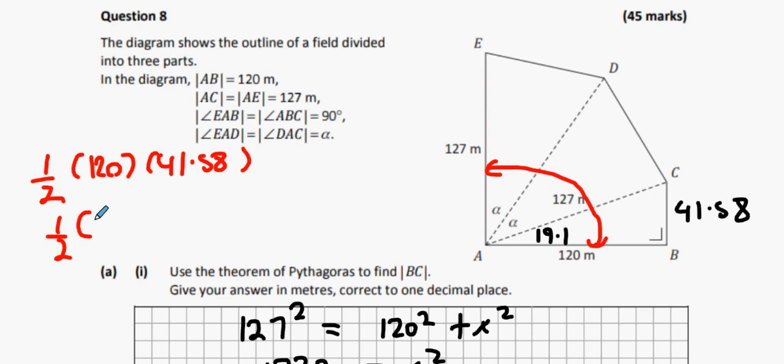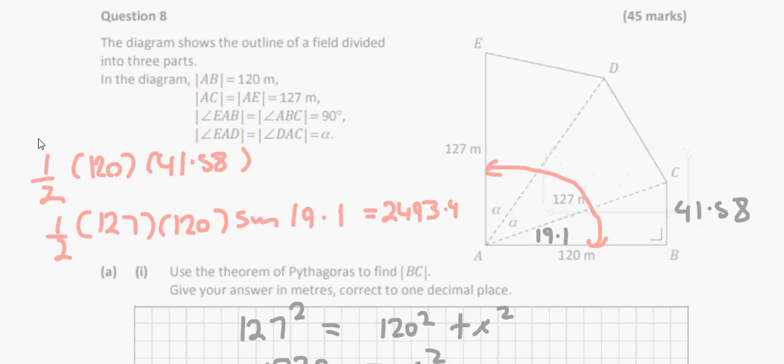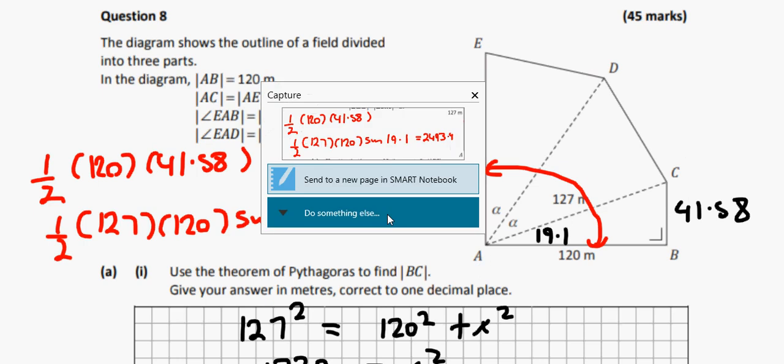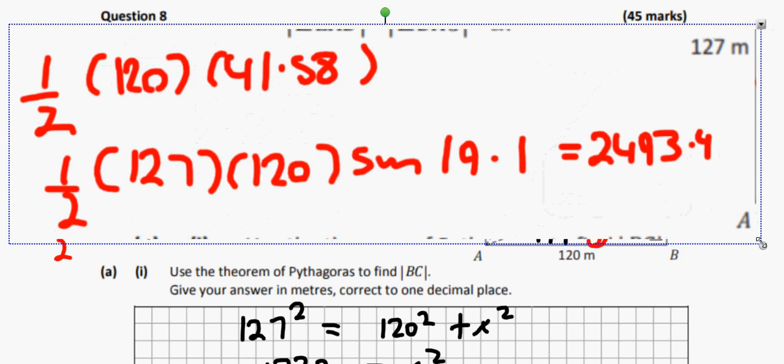Could you use that one? Could you use a half 127 times 120, sine 19.1? You can use either of them. And what will your answer be? What's the answer no matter what you do? 22493.4. Who got that? Fair enough. I'd imagine you'd all clean up there as well.